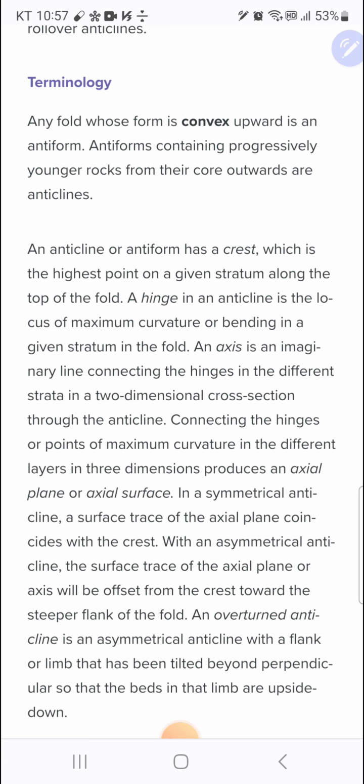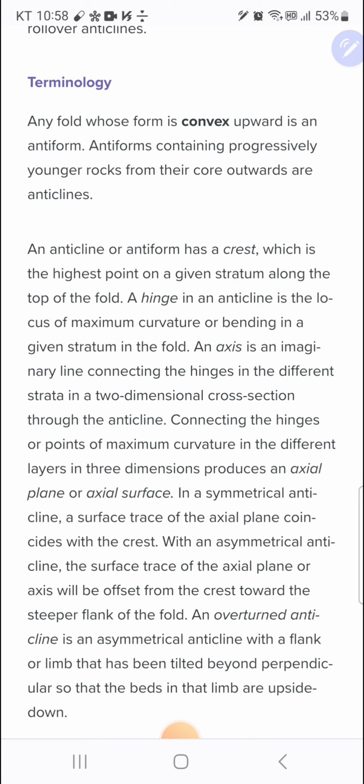Connecting the hinges or points of maximum curvature in the different layers in three dimensions produces an axial plane or axial surface. In a symmetrical anticline, the surface trace of the axial plane coincides with the crest. In an asymmetrical anticline, the surface trace of the axial plane or axis will be offset from the crest toward the steeper flank of the fold.